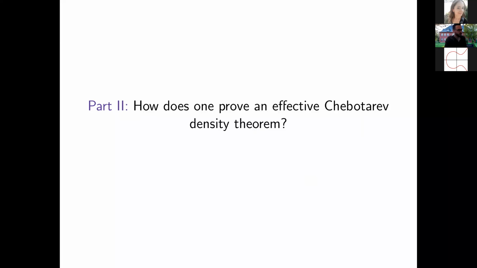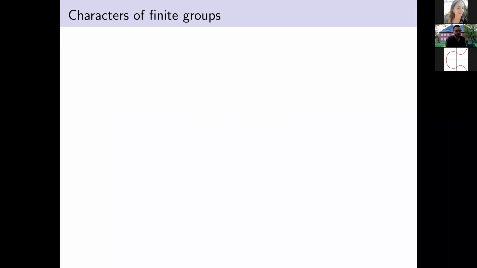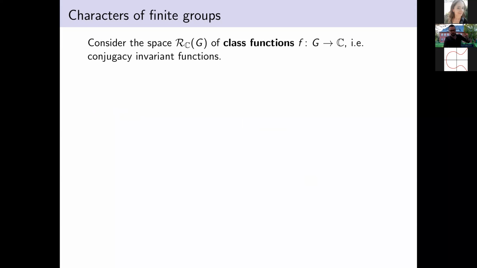And so the way I'm going to approach this is by taking advantage of the character theory of finite groups. So here's a one-slide crash course in what I need to know about character theory of finite groups. If you look at the space of class functions on the group, these are functions that go from your group to the complex numbers that are invariant under conjugacy. So you plug in 2 conjugate elements, and the outputs are going to be the same.